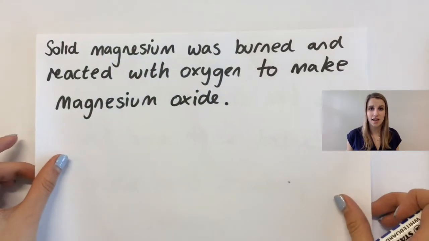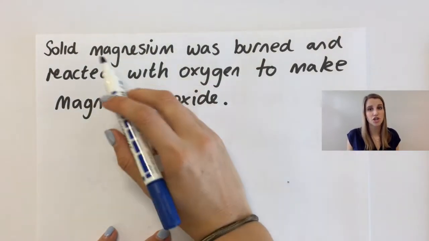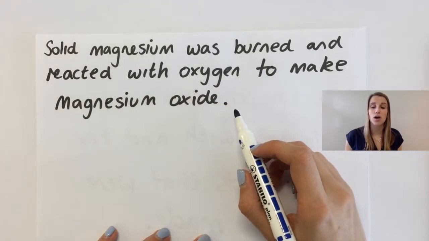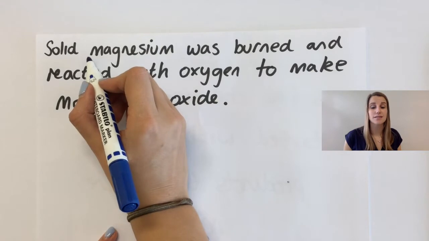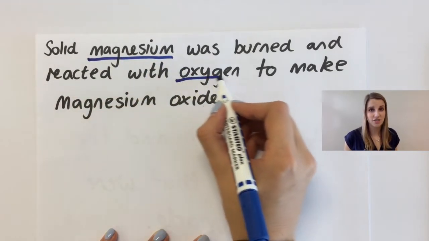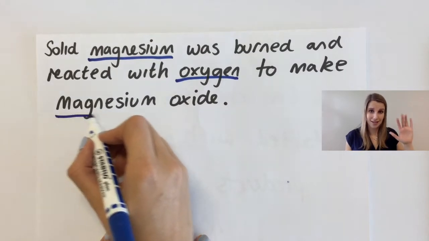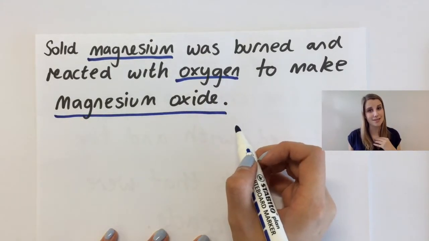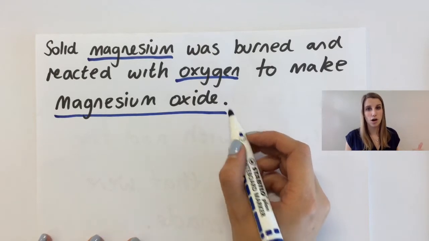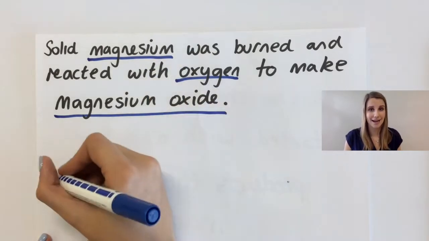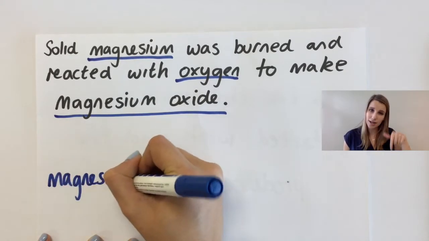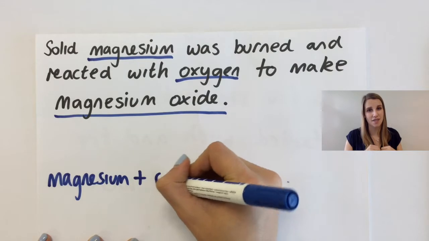So this is a paragraph which tells me some information about a reaction. What I can see is I've got solid magnesium burning in oxygen gas to make magnesium oxide. So hopefully you can identify that the three things going on are the magnesium, the oxygen, and the magnesium oxide. The magnesium and the oxygen is what I start with, so therefore they are my reactants. They go on the left-hand side of my equation, separated by a plus sign, which means we add them together.